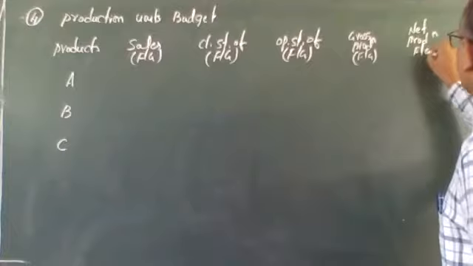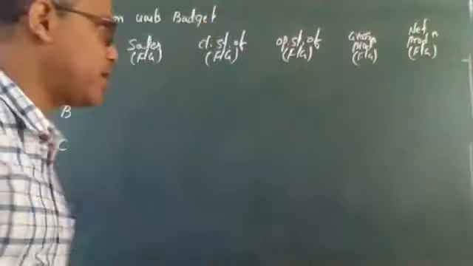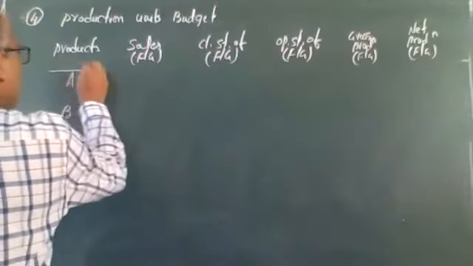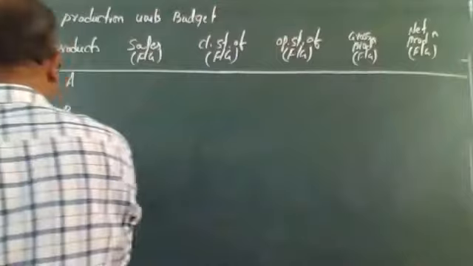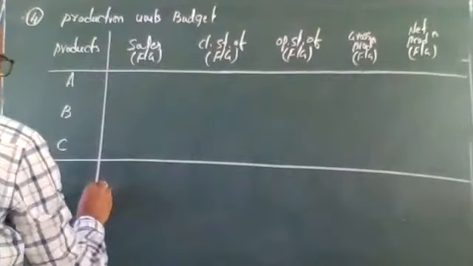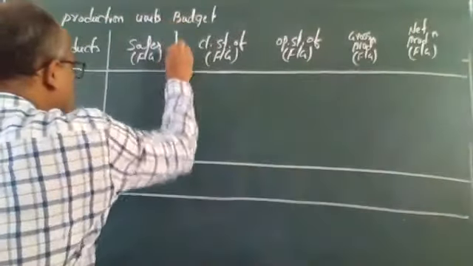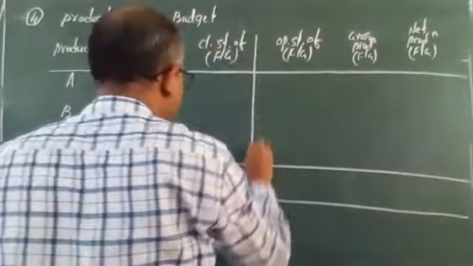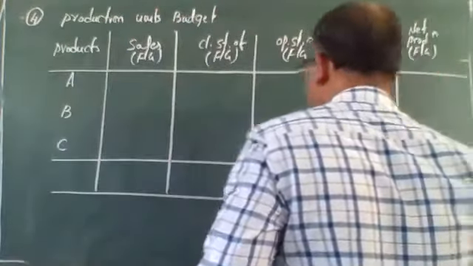Net production of finished goods. So I'm adding one more extra column where I'm showing the net production because there is a loss. There are three products, and we will have a total column. So: sales units, closing stock of finished goods, opening stock of finished goods, gross production and net production.